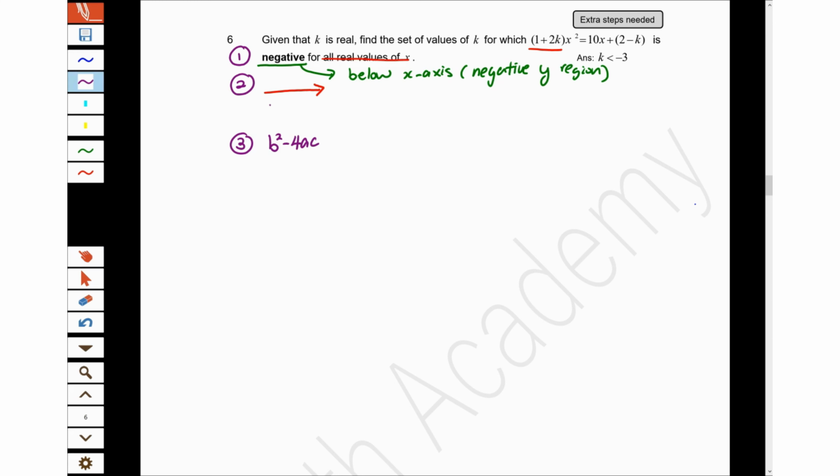Should the graph be a happy face or a sad face? We're going to use common sense. A U-shaped graph will grow upwards. An n-shaped graph will grow downwards. If you use common sense, the graph must be n-shaped, must be a sad face. For a sad face, the whole curve is below the x-axis. So this cannot be a happy face. It must be a sad face.